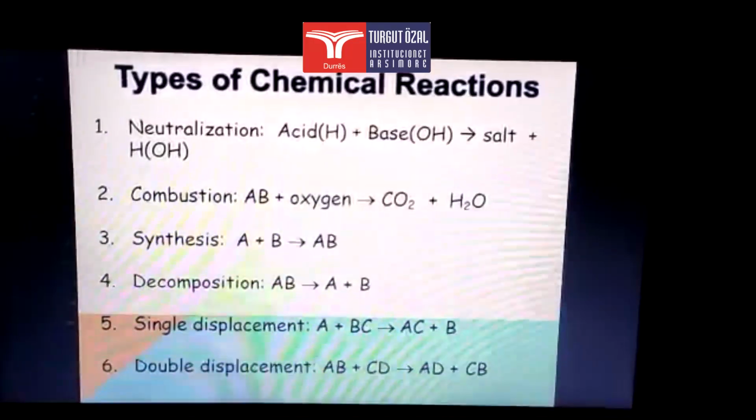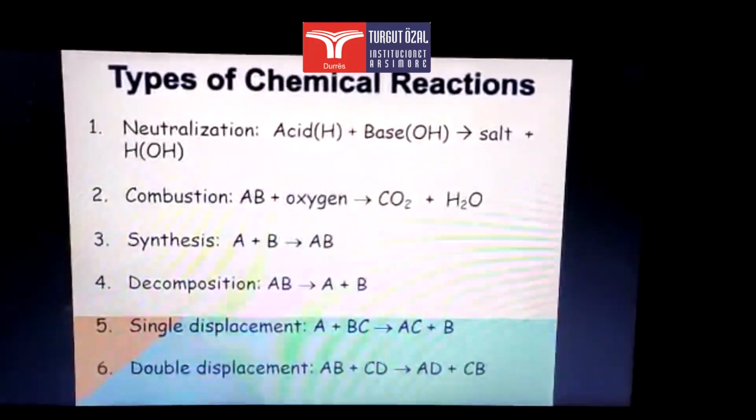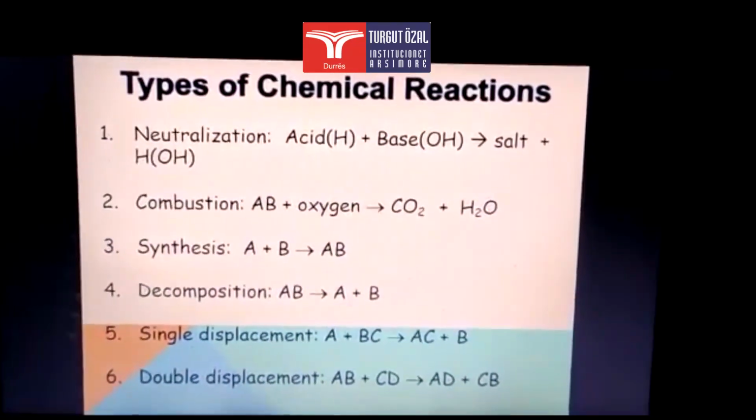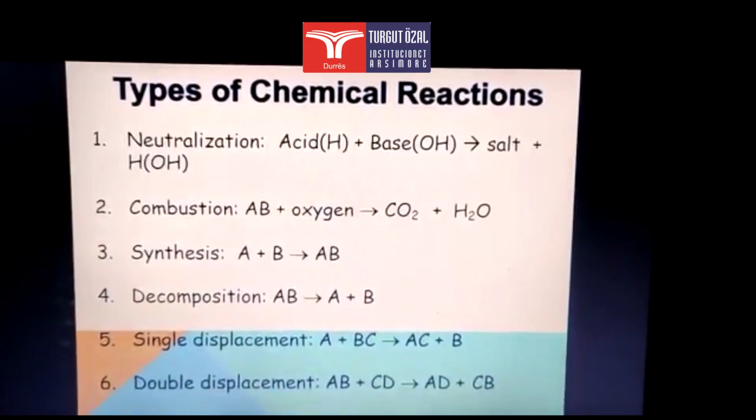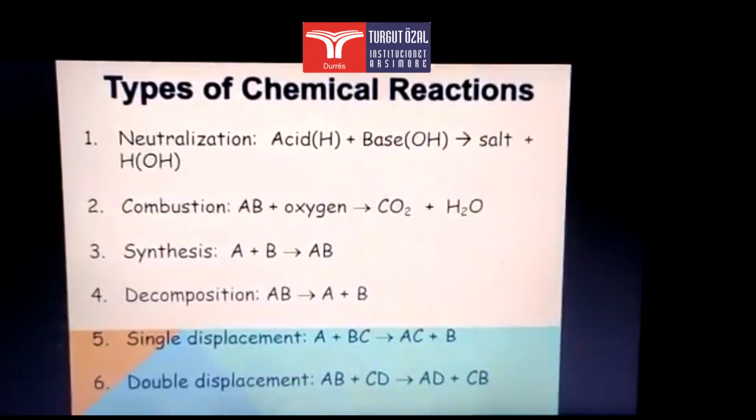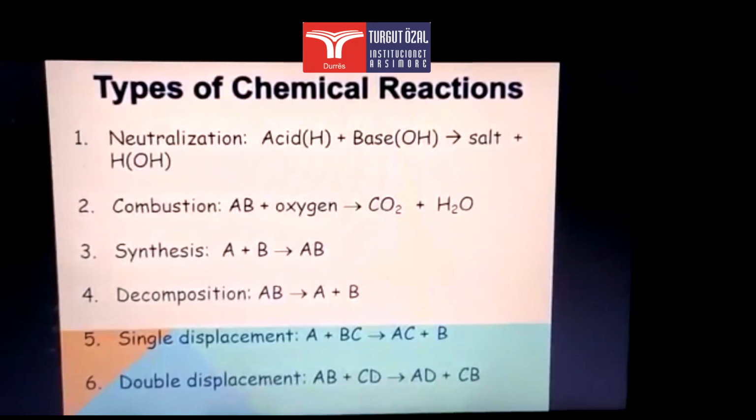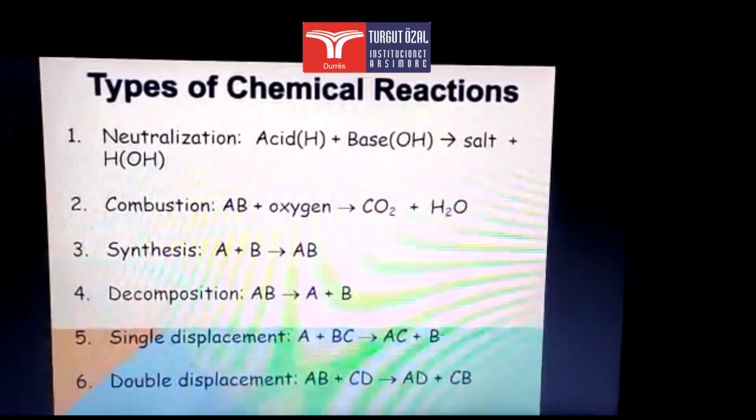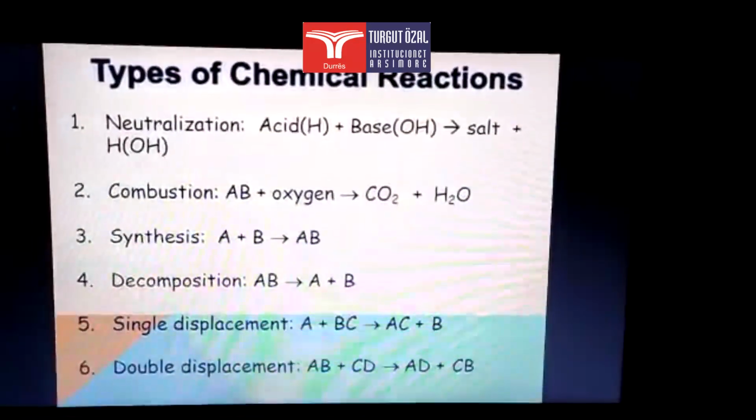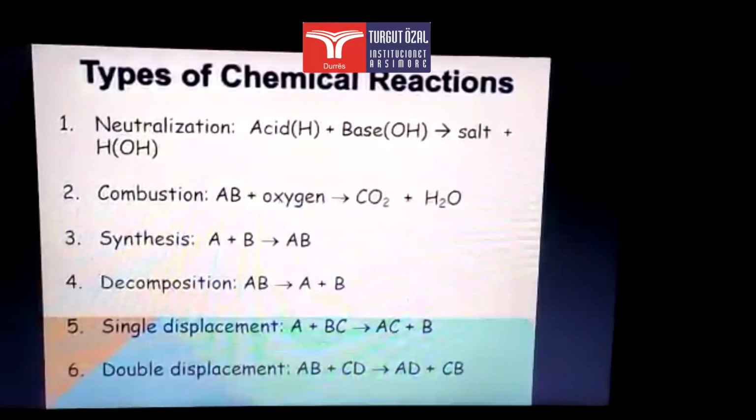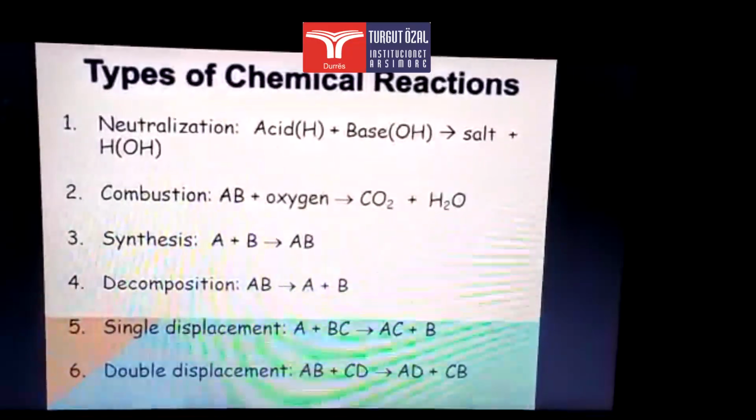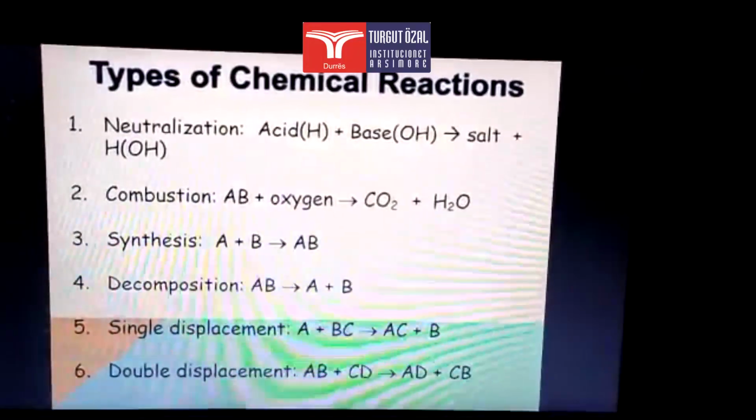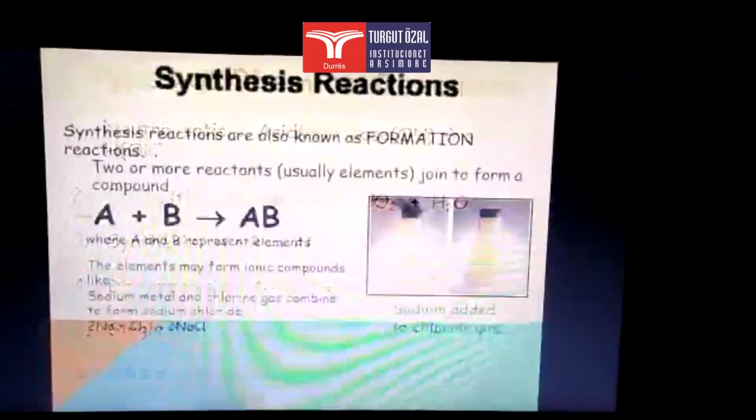Types of chemical reactions. The neutralization one is when, as we mentioned, acid plus base gives salt and water. Combustion, when a compound reacts with oxygen. As an example, AB, an unknown compound, plus oxygen gives carbon dioxide and water. Synthesis, when two elements combine with each other and form a new compound. Decomposition, when a compound gets divided into two elements. Single replacement, when one element replaces another. And double displacement, when each element replaces the other in the compounds to give new products.